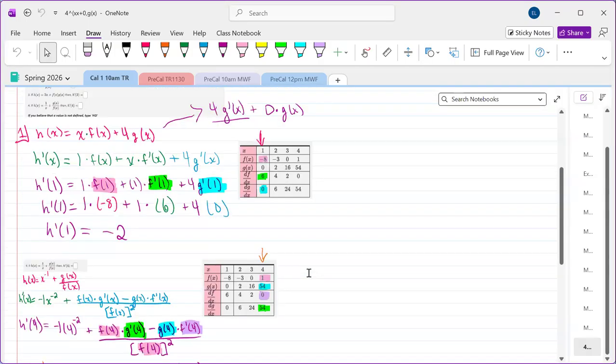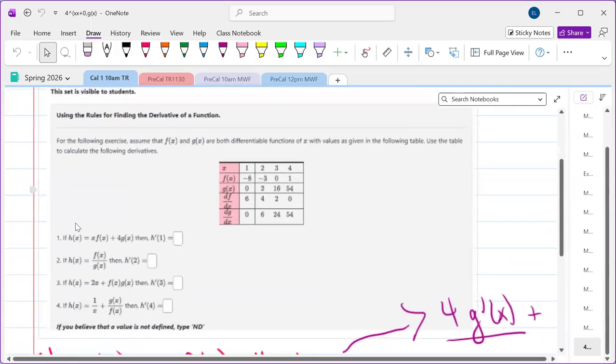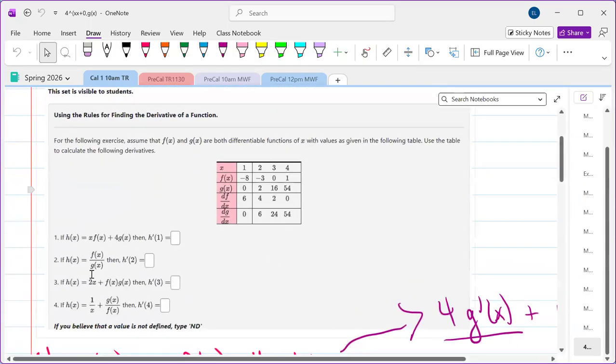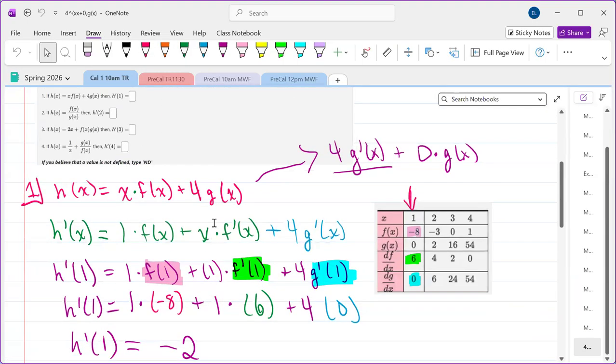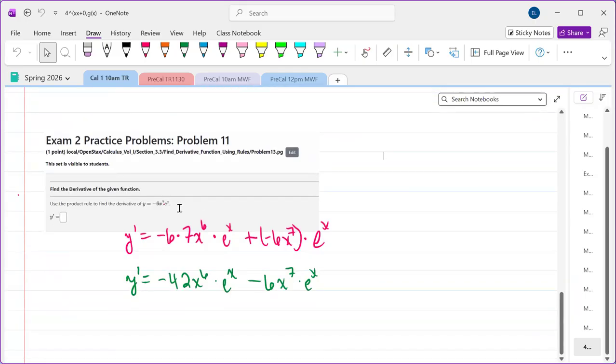So, end of last class, we had practice problem number 4, where we were given a table and several weird function formulas. We had to take the derivative of the function formulas and then use the numbers from the table to evaluate the derivative at that number. We did 2 of those, and then we did another one that had a derivative of e to the x in it.